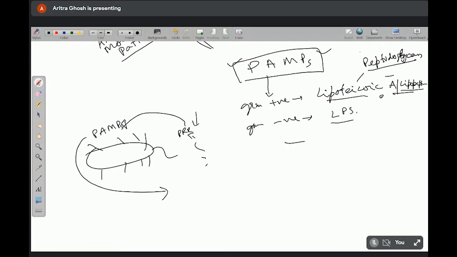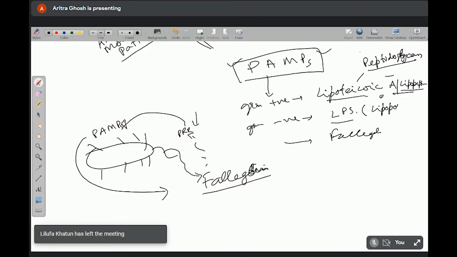Now what about the host cell? What did we say about the host cell? PRRs, the full form is pattern recognition receptors. Pattern recognition receptors. Okay, receptor.